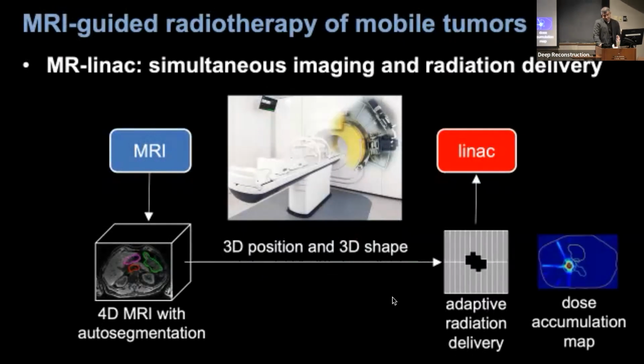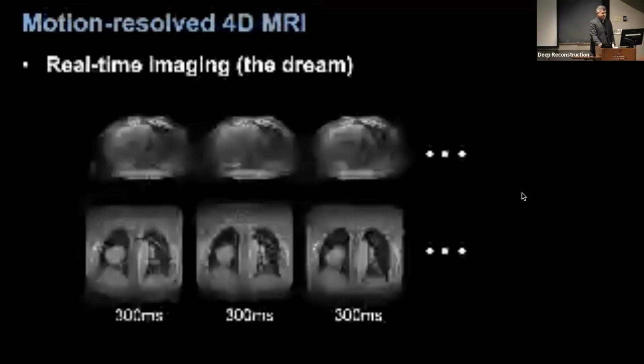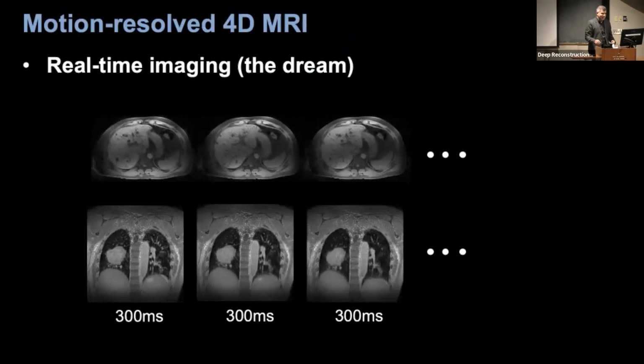Another thing that we can do is get a very precise dose accumulation map after radiation delivery. So the dream is if we can do real-time imaging. By that, I mean data acquisition and image reconstruction in, let's say, 300 milliseconds per frame.